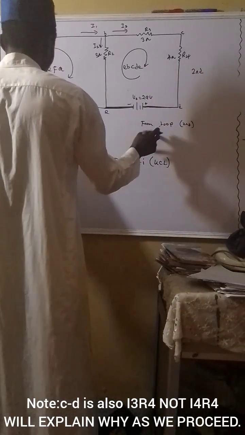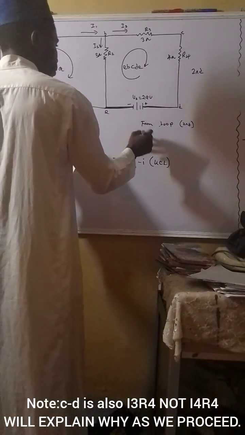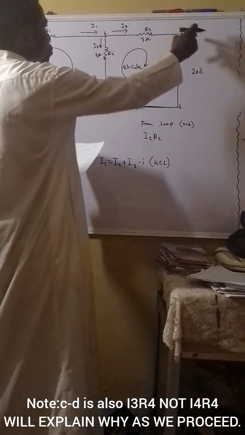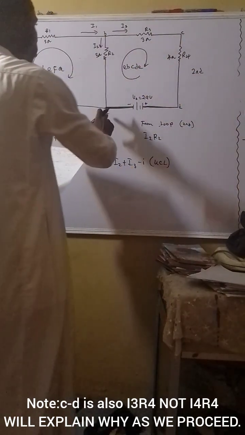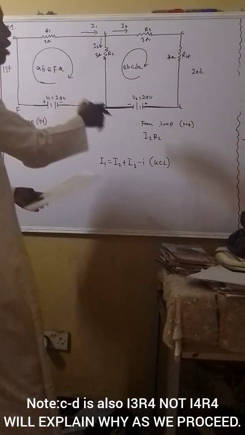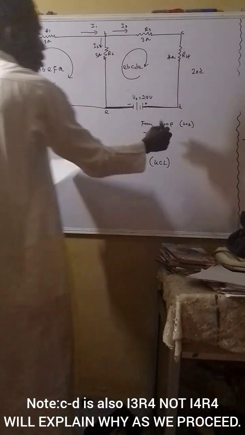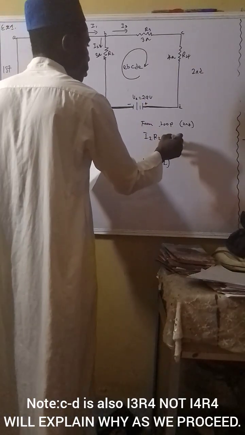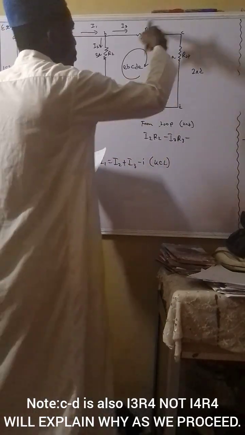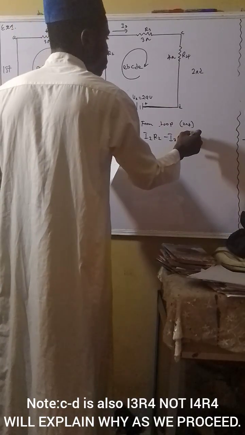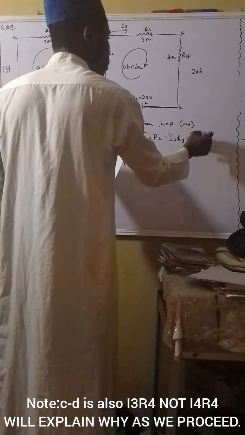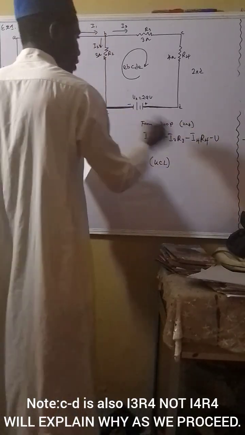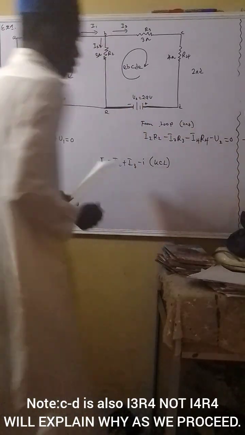Now, from our second loop, you have E to F, E to B, in the opposite direction. So you have I2 R2, then minus, this moves in the same direction, so I3 R3, then minus C to D, you have negative I4 R4. So this minus V2 would be equal to 0. Do you get what I'm saying?